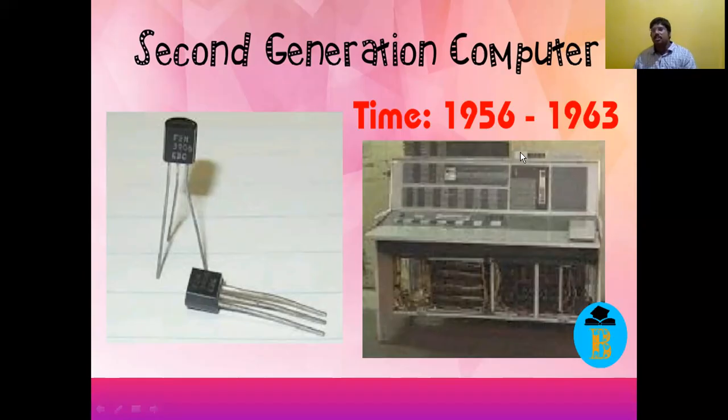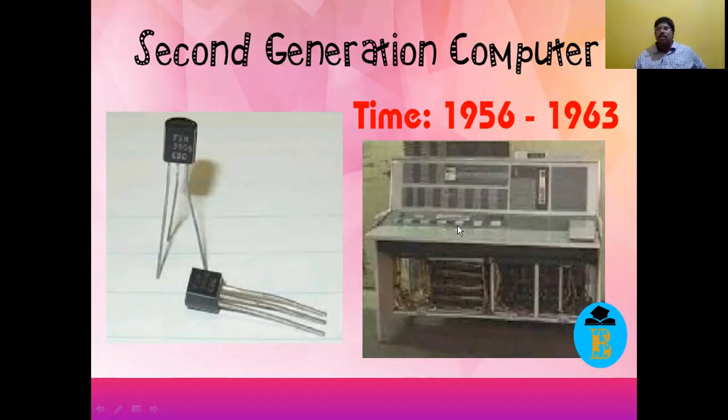In the second generation, the computer, to some extent, looks somewhat like the entire equipment placed on a big table. So from a size of one room, it has reduced to a big table. Okay, so these are the second generation computers. The second generation is from 1956 to 1963.